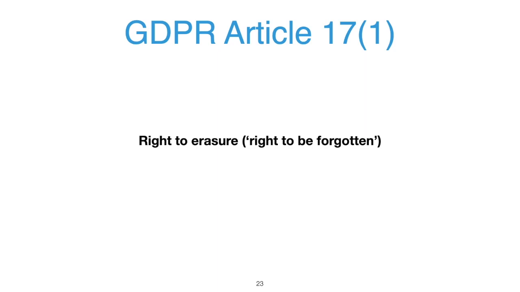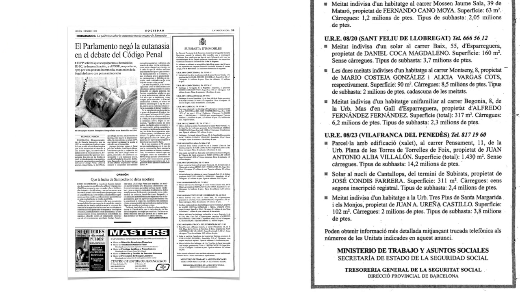Article 17.1 deals with the right to erasure, or the right to be forgotten. The story of the right to be forgotten begins with two ads that appeared in the Spanish newspaper La Vanguardia on the 19th of January and on the 9th of March in 1988. The ad was announcing the auction of properties that were being sold as part of a process to recover taxes that were owed to the state. The ad was placed in the newspaper by the state agency that was auctioning off the properties.